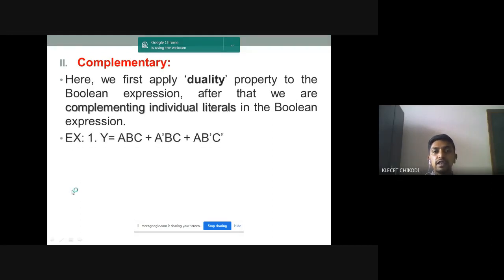You can see that here. If you are taking the example, y is equal to a into b into c plus a dash into b into c plus a into b dash into c dash. This is the one algebraic equation they have given. Now we have to apply the complementary property to this Boolean algebraic equation. So what we have to do first, we have to apply the duality property.